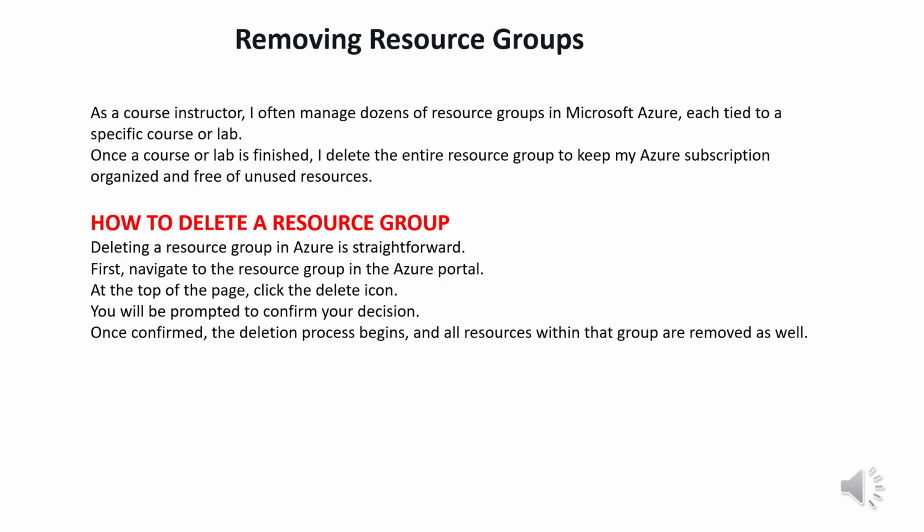As a course instructor, I often manage dozens of resource groups in Microsoft Azure, each tied to a specific course or lab. Once a course or lab is finished, I delete the entire resource group to keep my Azure subscription organized and free of unused resources. Deleting a resource group in Azure is straightforward. First, navigate to the resource group in the Azure portal. At the top of the page, click the delete icon. You will be prompted to confirm your decision. Once confirmed, the deletion process begins, and all resources within that group are removed as well.